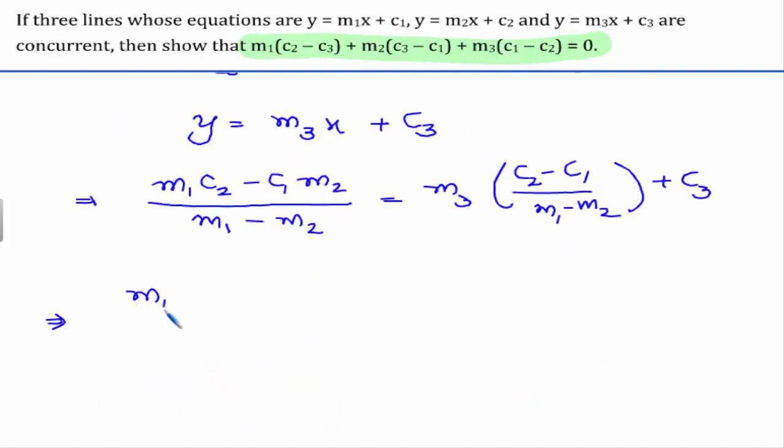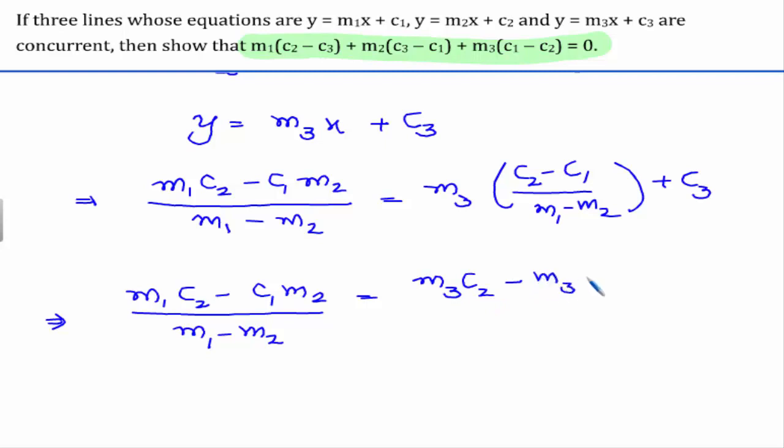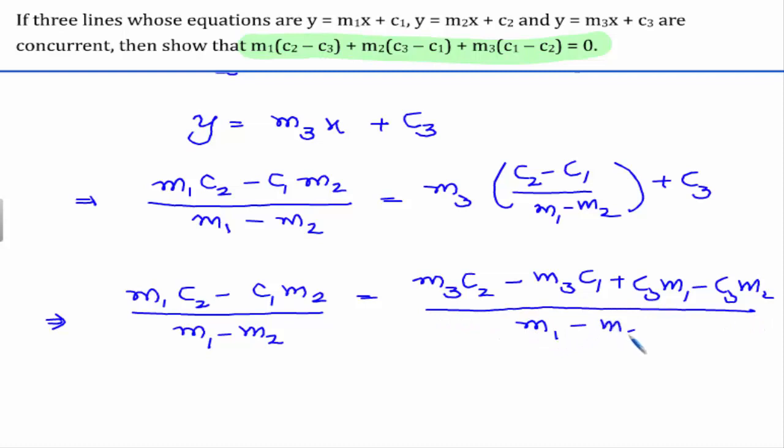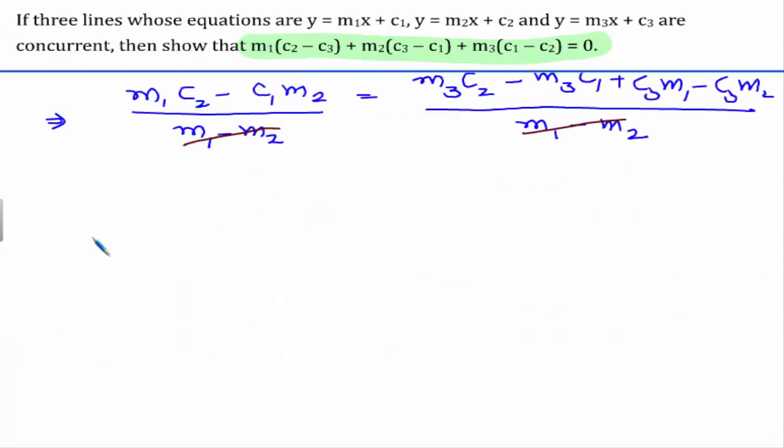This will give us m1 c2 minus c1 m2 by m1 minus m2. This is m3 c2 minus m3 c1 plus c3 m1 minus c3 m2 by m1 minus m2. As both denominators are same, we can write the numerators equal. This is m1 c2 minus c1 m2. Let us bring all the terms this side.